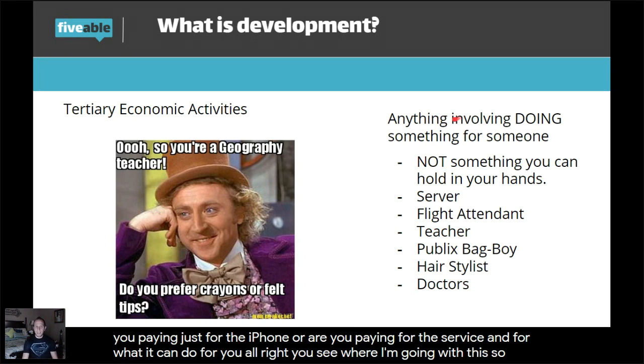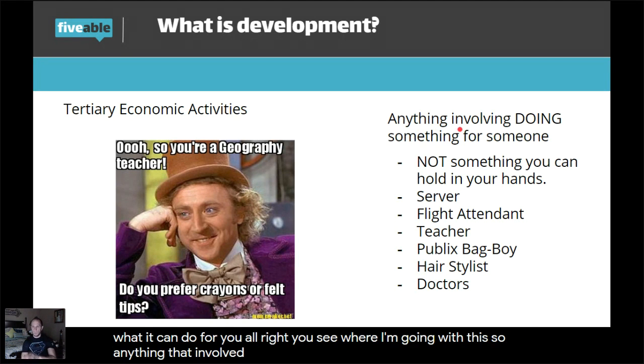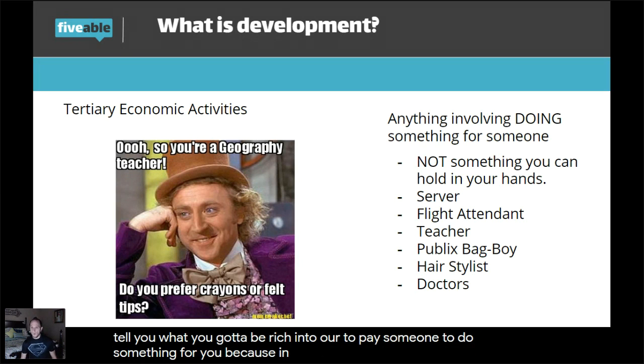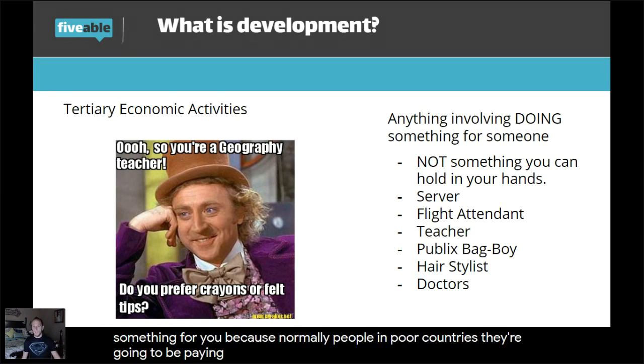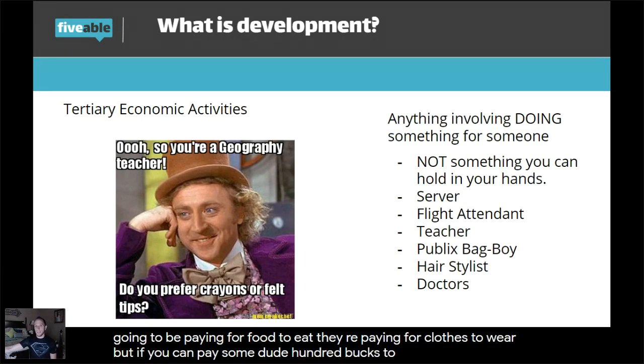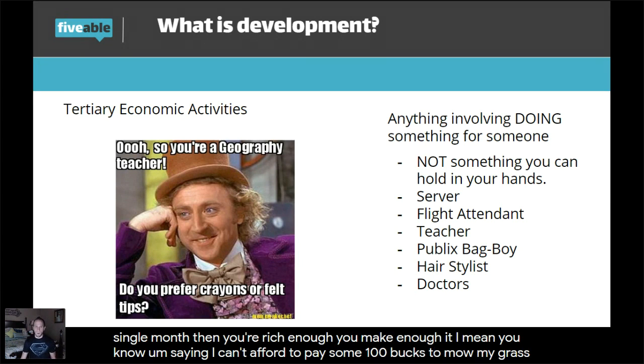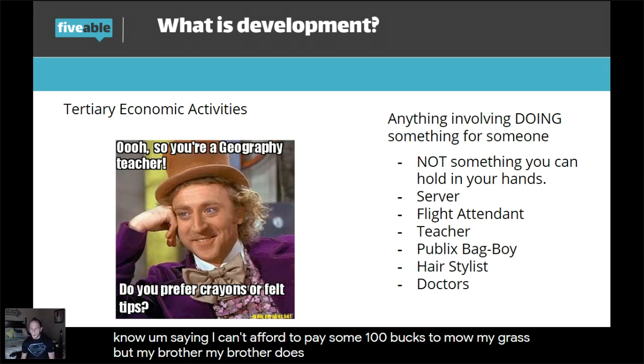So anything that involves doing something for someone is a service. And I'll tell you what, you have to be rich in order to pay someone to do something for you. Because normally people in poorer countries are going to be paying for food to eat. They're going to be paying for clothes to wear. But if you can pay some guy $100 to cut your grass every single month, then you're rich enough. I can't afford to pay someone $100 to mow my grass, but my brother does. And so that's the service.